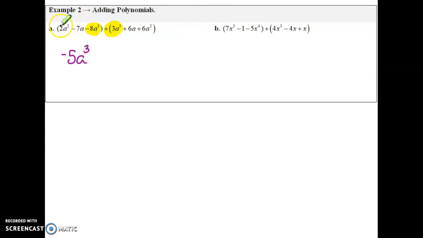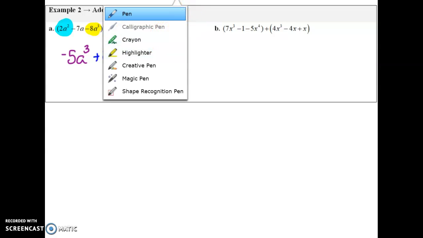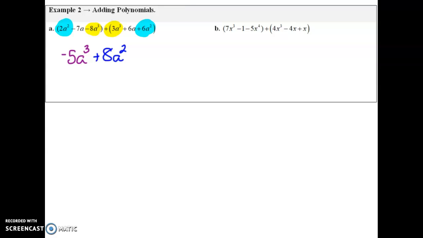Okay, next we're going to look at the next largest exponent. I have a squared for both of those terms. And 2 plus 6 gives me 8, and then a squared stays the same. And then for my last terms, you'll notice here that I have an a, so negative 7a and positive 6a give me negative 1a. You can put the 1 there, but I don't usually write it. Okay, so there's your final answer.